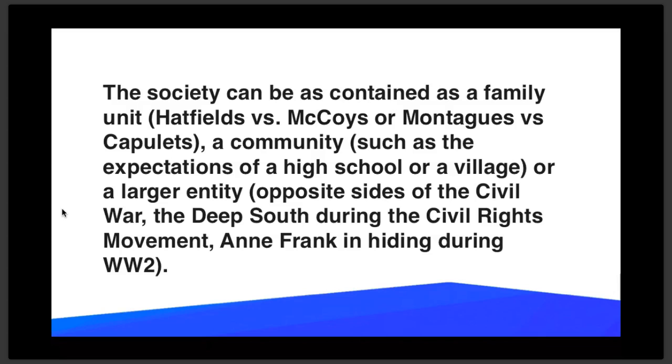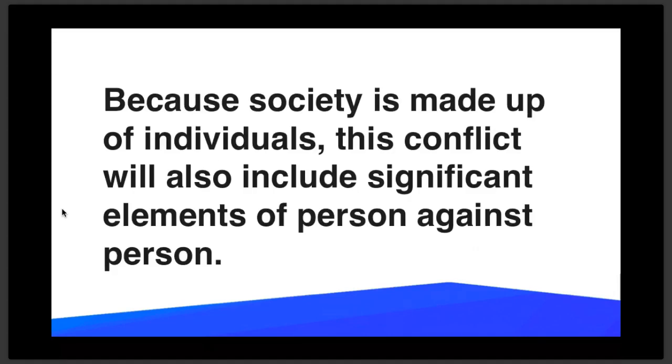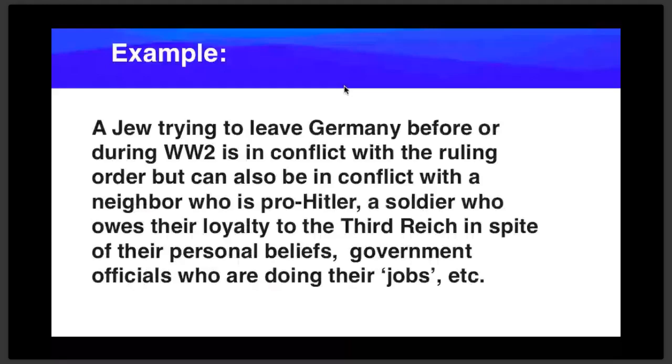Bettina says The Giver, Jonas versus the world and its rules. Absolutely. Now, when you have a character in conflict with their society, the cool thing about that is that society is made up of individuals. So you often, through your novel, can show that conflict that is going to include significant elements of person against person conflict. So here's an example. If you're Jewish and you're trying to leave Germany before or during World War II, you are in conflict with the ruling order.